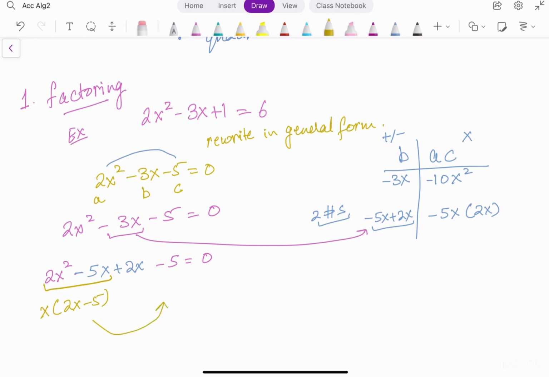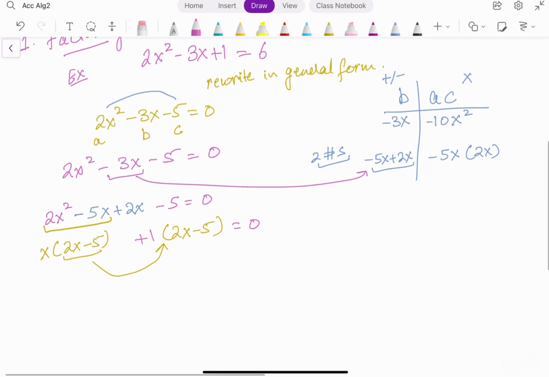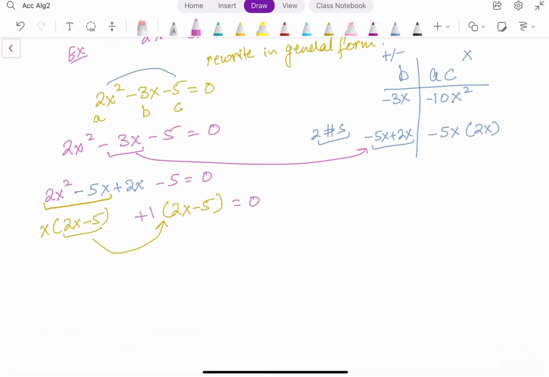At this point we will do some cheating. We will rewrite 2x minus 5 again, and then go back to the equation and see how you can make 2x minus 5 as per the given equation. So we have the same thing. We are just multiplying by 1. And this will give you the factored form. So we have 2x minus 5 times x plus 1 is equal to 0.